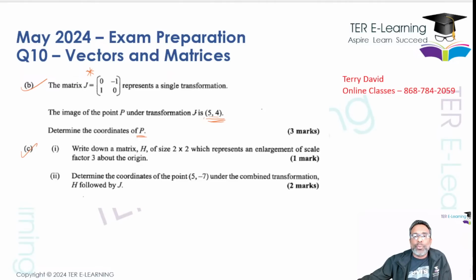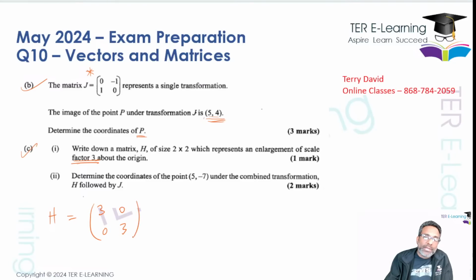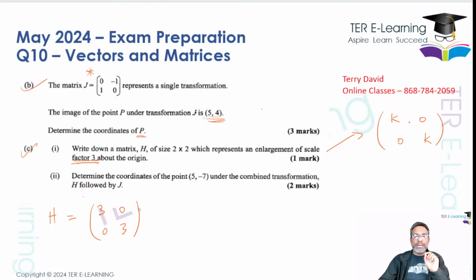So all you need to do here for that one, because the scale factor is 3, this matrix that they want, H, is simply given by 3, 0, 0, 3. That's all you need to do. So when it's an enlargement, it's going to be 3, 0, 0, 3. For whatever enlargement, once you know the scale factor, it is always going to be K, which is the scale factor, 0, 0, K. So the 2 by 2 matrix to represent an enlargement of scale factor K about the origin is given by this matrix here. Since it told us the scale factor is 3, this is going to be the answer for C part 1.